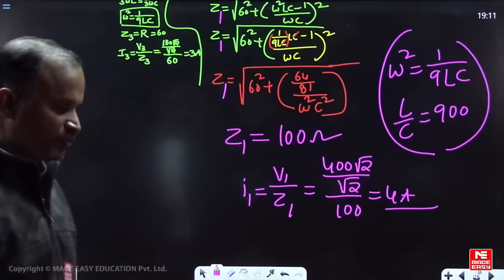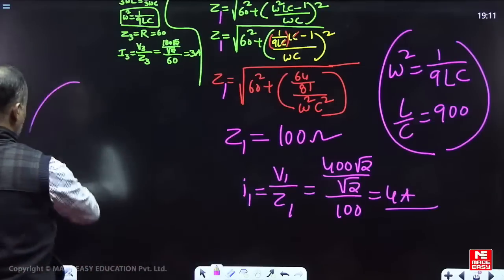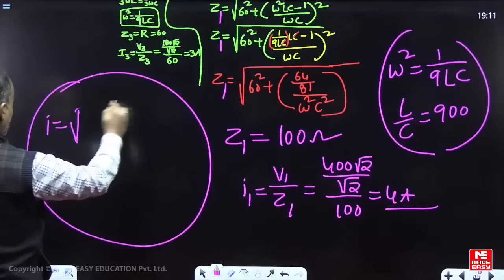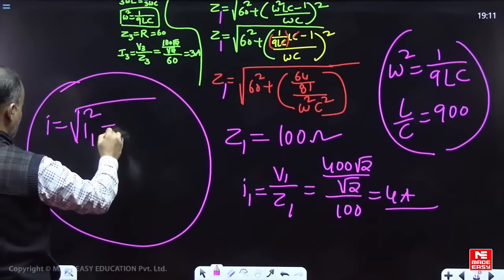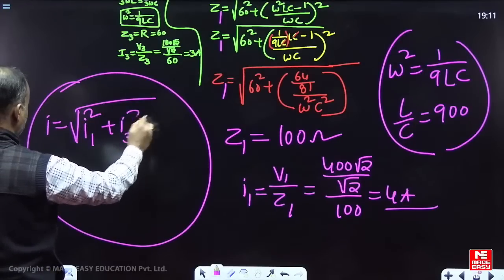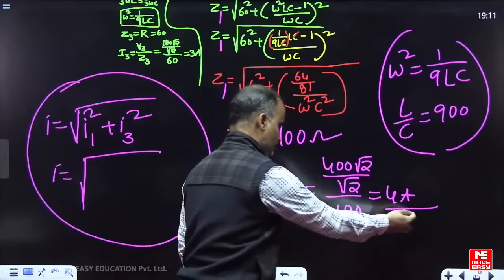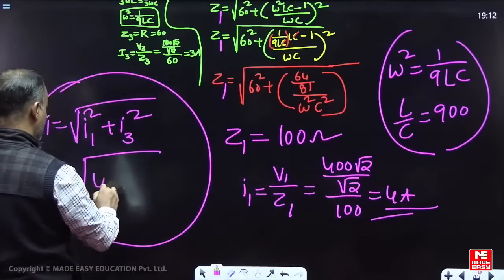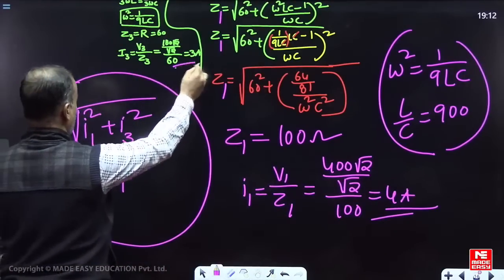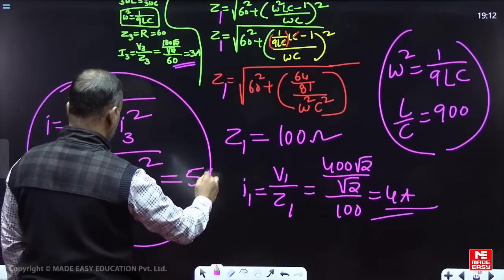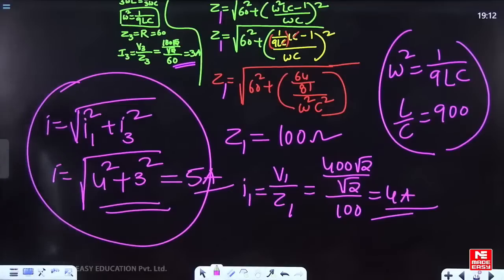Finally we need the effective current. Whenever unequal frequencies are present, the general formula to find the effective current is the root of I1 square plus I3 square. In this example I1 is known. I1 is how much? 4 amperes. What about the I3 value? I3 is 3. By simplifying, can you find the respective current? Check it out. The current is 5 amperes. Very good.